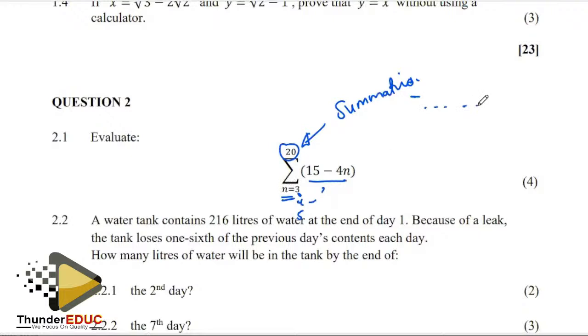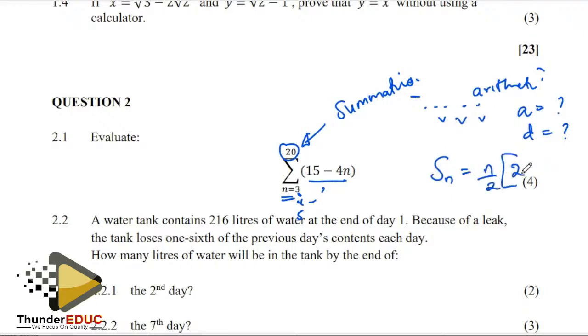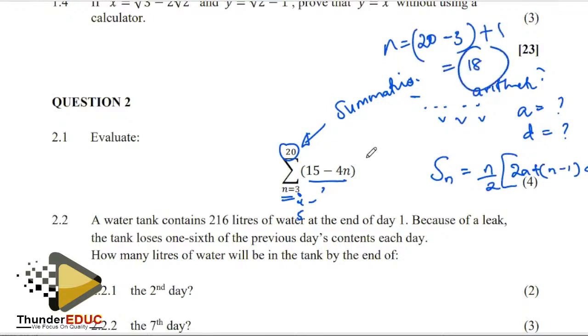So after getting those terms and determining whether it's arithmetic or geometric, let me assume this is arithmetic. I'll have to get my a, and then I'll have to get my d, and then bring in the sum of the arithmetic, which is n over 2 into 2a plus n minus 1 into d, and then do the substitution. How do I get the number of terms? I will get my last term where I'm ending, which is a 20, minus the starting point, which is a 3, and then I'll have to plus a 1. So in this case, our n will be something like 18.